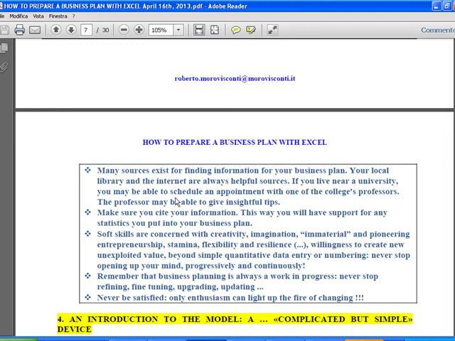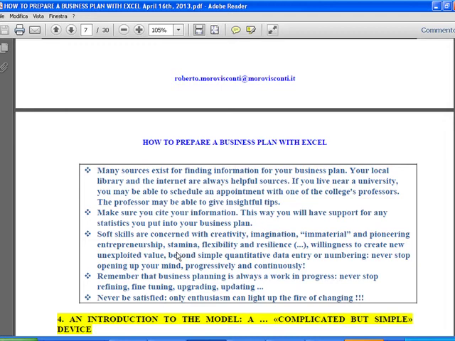Remember that soft skills are concerned with creativity, imagination, immaterial and pioneering entrepreneurship, stamina, resistance, flexibility, resilience, willingness to create new unexploited value. Remember that business planning is always a work in progress. Never stop refining, fine-tuning, upgrading, updating, and also never be satisfied. Only enthusiasm can light up the fire of changing.